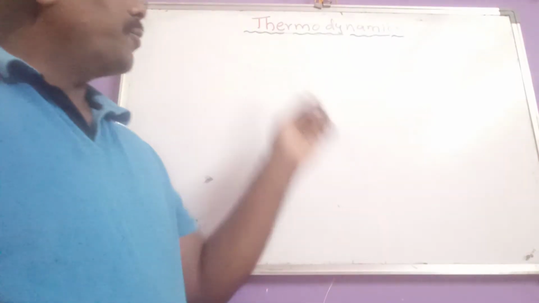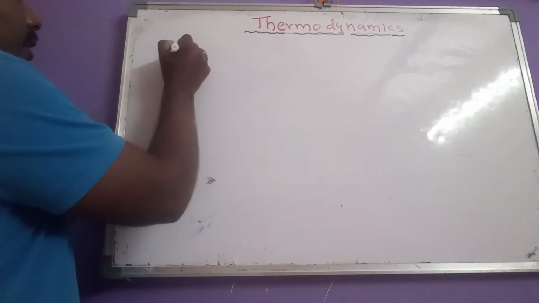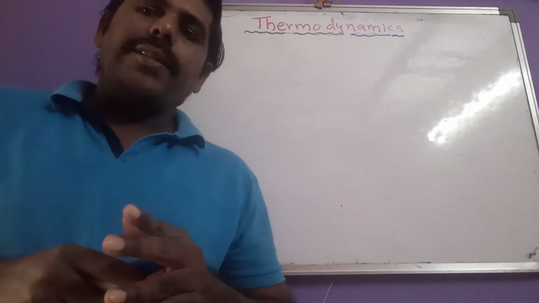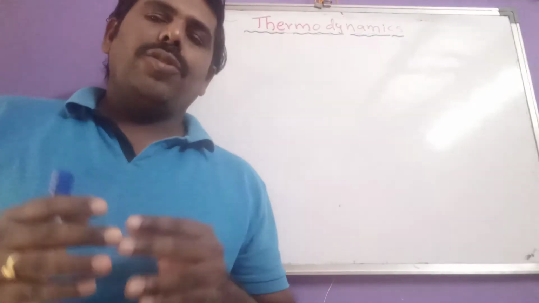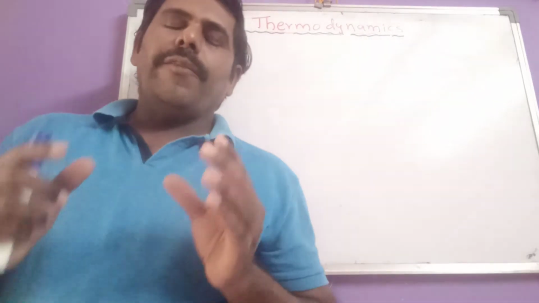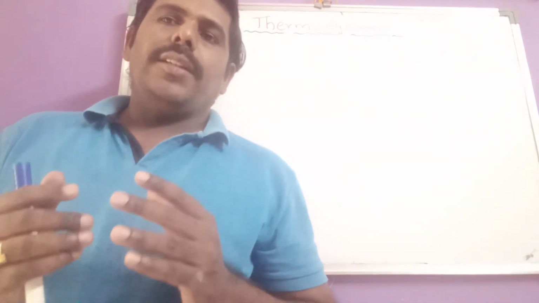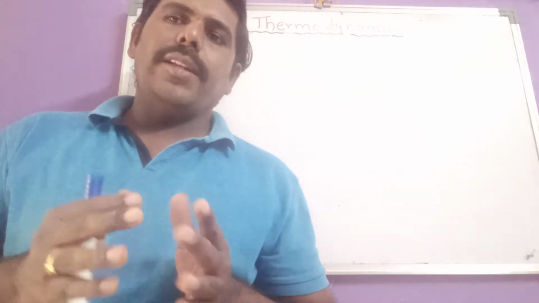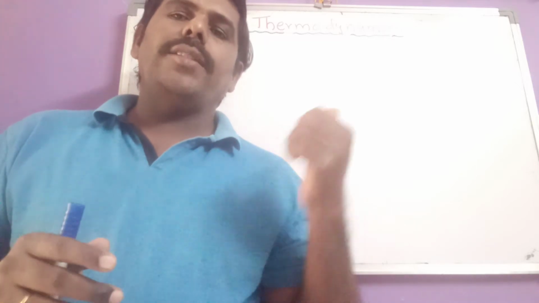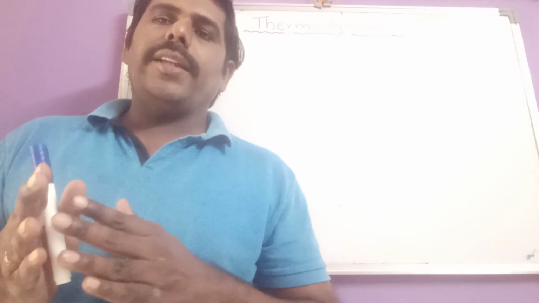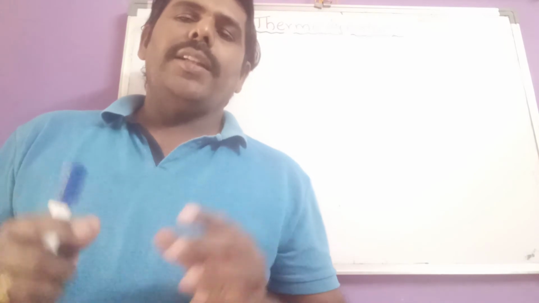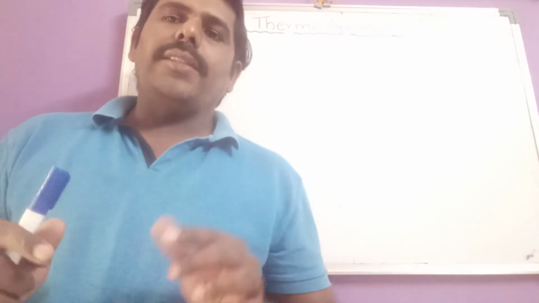So first, let us come to heat. What is the definition of heat? Heat is a form of energy. It is the energy transferred from one body to another body which differ in temperature. That means the energy transferred from a hot body to a colder body is known as heat. So the energy transition from one body to another which differ in temperature, that form of energy is nothing but known as what?